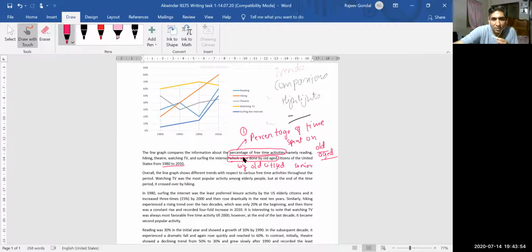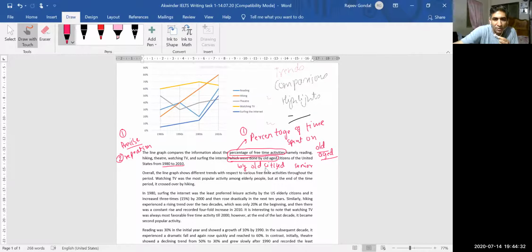So there are 2 things which you must correct here. Percentage of time spent on, not percentage of free time activities. You have to be very precise, and very clear about what you are saying. It is not percentage of free time activities, it is percentage of time spent on free time activities. This is number 1. And number 2, you should avoid repetition. There should not be unnecessary repetition of words. Here, as you have seen, by old age citizens, you don't have to say old aged; you can simply say aged or senior citizens. So this is the introduction, and this is good.